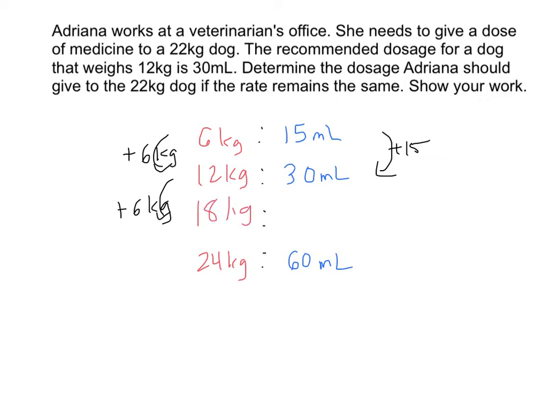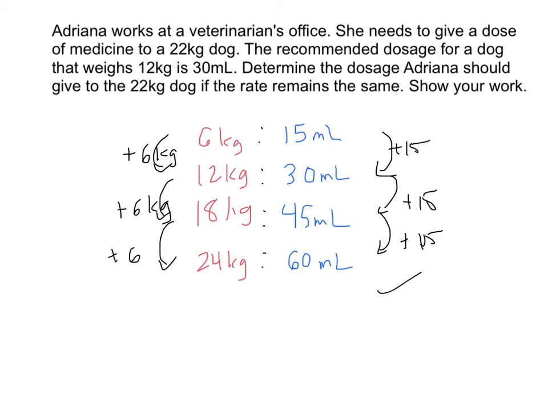Well, so what do I need to increase the milliliters by? That's right, I would need to increase the milliliters by 15. What's 30 plus 15? Right, 45 milliliters. Let's check to see if this pattern actually did work. 18 plus what gives me 24? That's right, 18 plus 6 is 24. Is 45 plus 15 60? Yes, it is. We've just found 4 equivalent ratios.